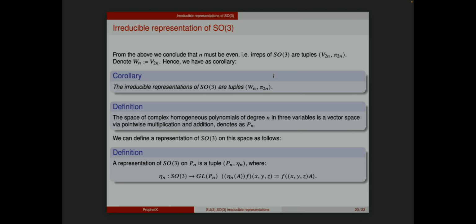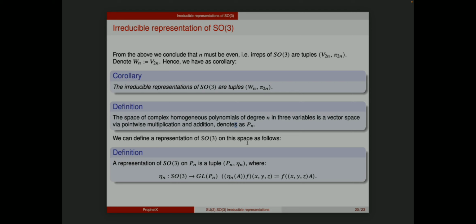is somehow related to the Laplacian, right? So somehow related to the Laplacian because we know that the Laplacian is rotationally invariant on R3, for example, right? So we want to give a different representation space and to see how this is related to the Laplacian. Well, so I define a space of complex homogeneous polynomials of degree n in 3 variables, and this is a vector space by pointwise multiplication and addition, and we denote it as Pn. So I denote this space as Pn.